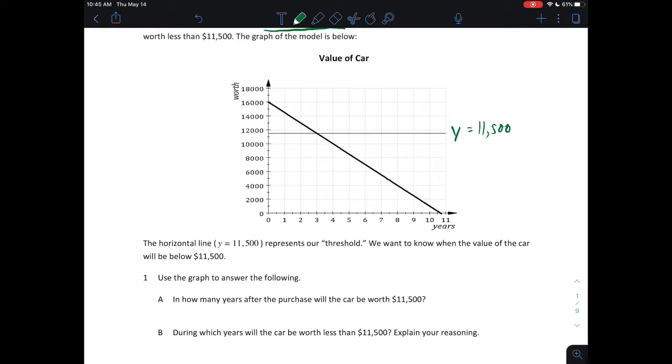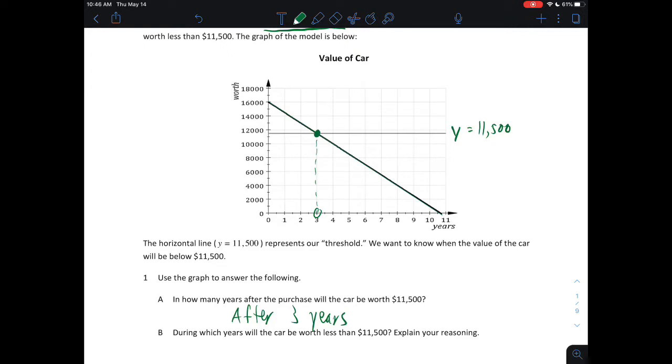Number one, use the graph to answer the following. Part A, in how many years after the purchase will the car be worth 11,500? Remember that the diagonal line is measuring worth at any time after the car was purchased. So if you were to put your pencil on that diagonal line and follow it, you would see that eventually, if you go all the way down to the bottom, the car will be worth nothing. But at some point, it crosses the horizontal line. If you put a point there, we're using the graph. So in how many years after the purchase will the car be worth $11,500? Well, where that diagonal line crosses the horizontal line, if you follow it down, it looks like it's at 3 years. So after 3 years.